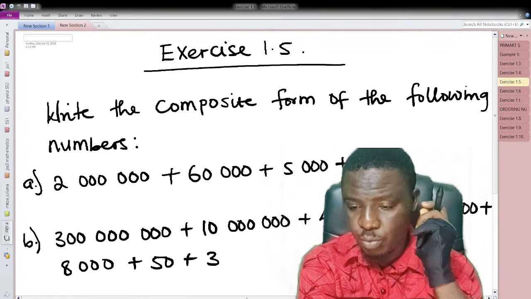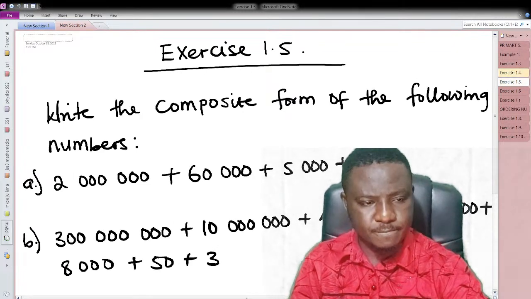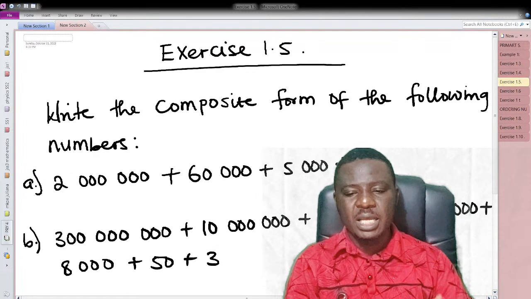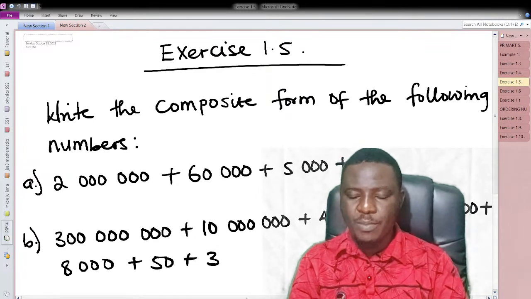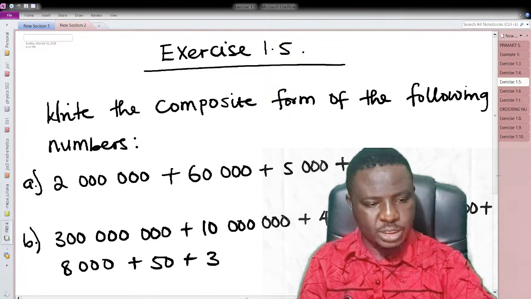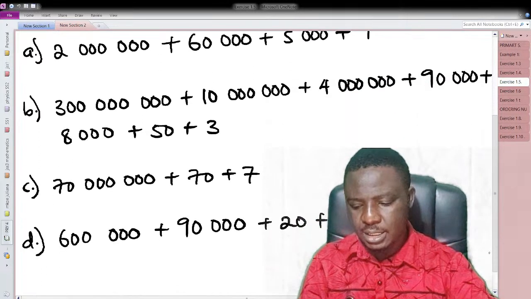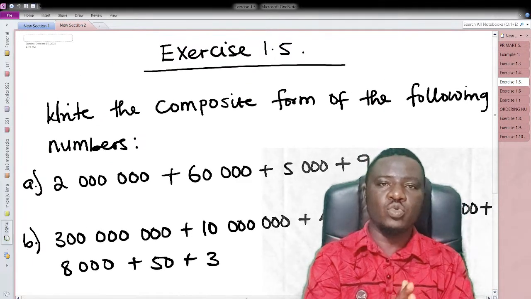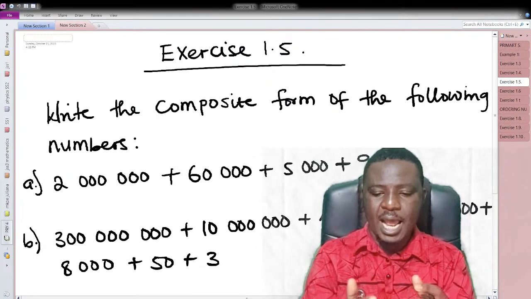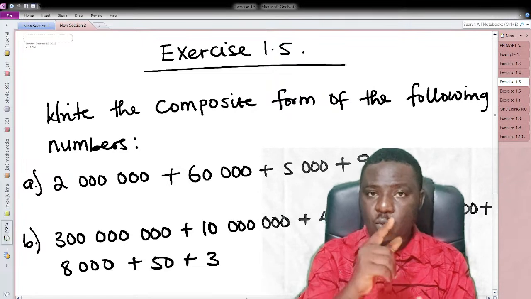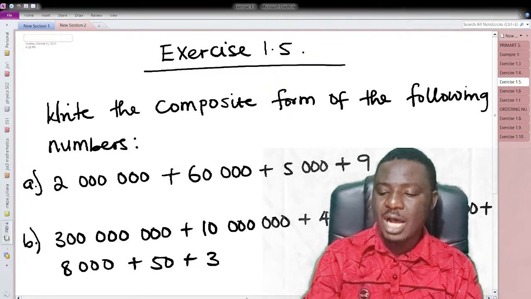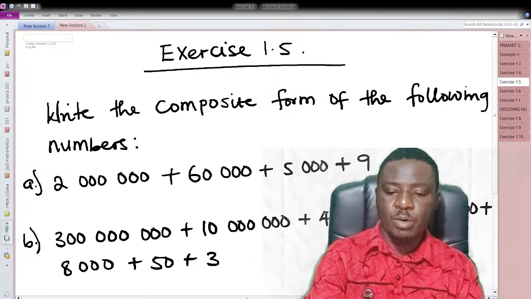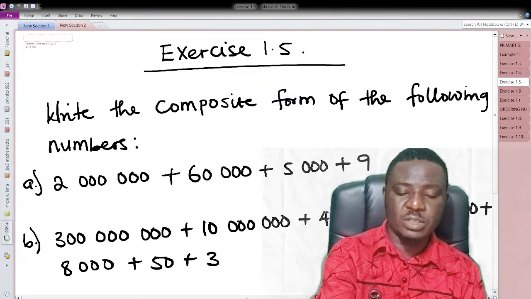In this example, we are asked to write the composite form of the following numbers. Ralph, you need to pay attention to this. What they're asking you to do is to sum them all together and get the exact figure. A says 2 million plus 60,000 plus 5,000 plus 9. What's the composite form?